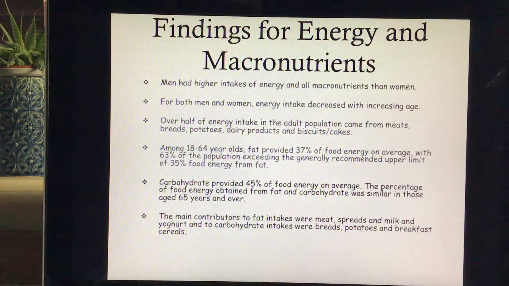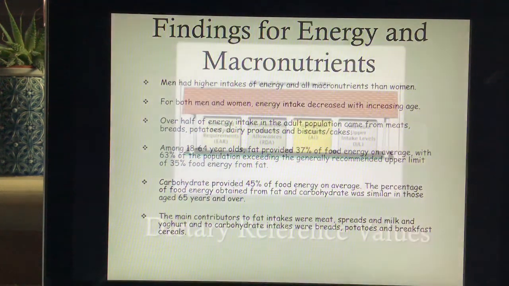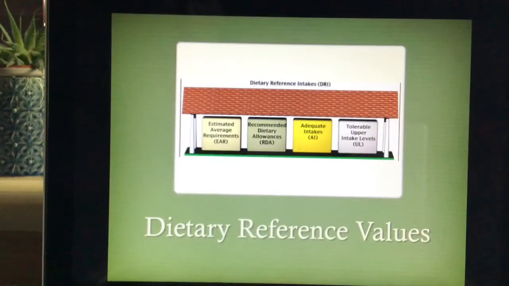Carbohydrates provided 45% of food energy on average. And note that this information is given to you now so that you get a picture of what patterns are within the Irish diet as they relate to fat for our study of lipids. This information can be used in the chapter on the Irish diet. So how much fat exactly should we be getting in our diet based upon all that information?